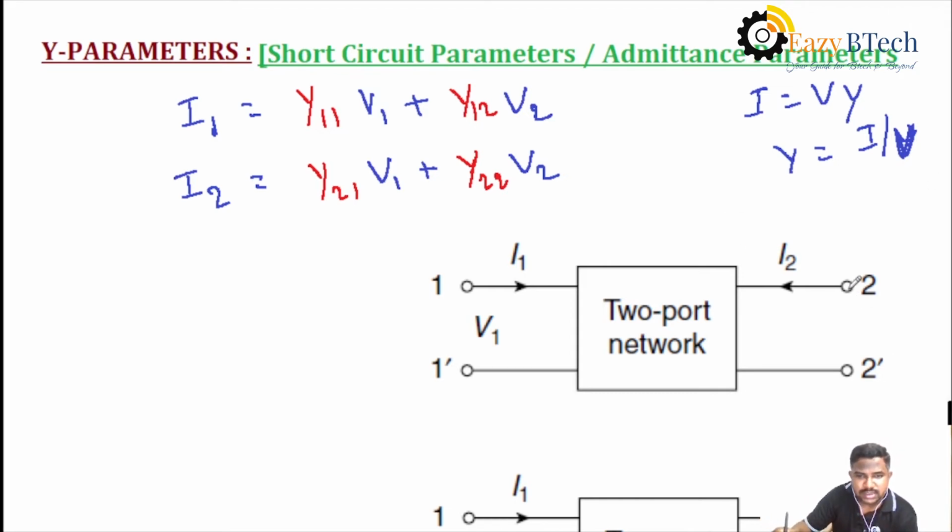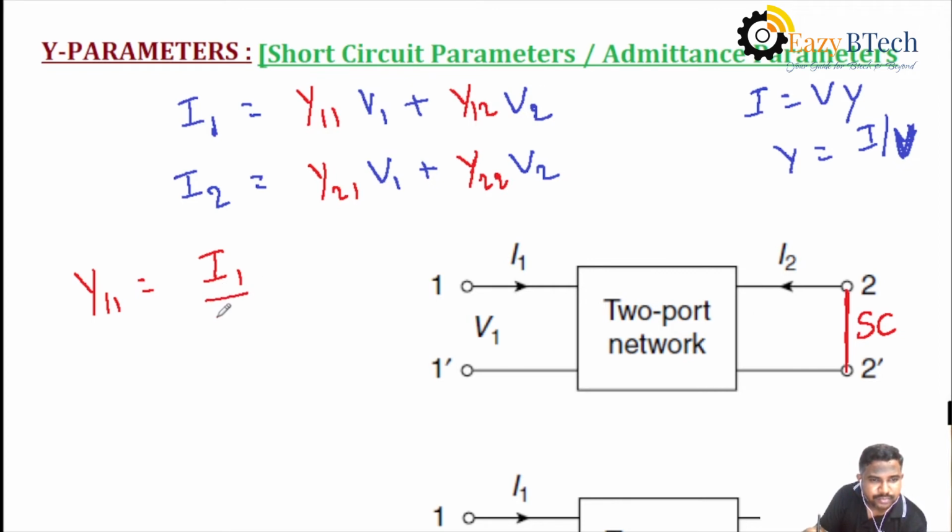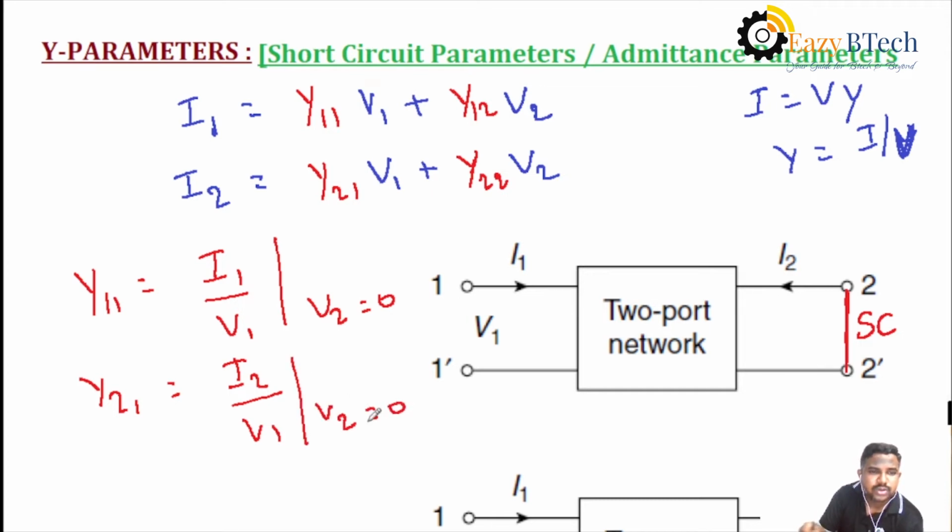That is, the second port will be short circuited. In short circuit, the voltage will be 0, but there is a current passing through the branch. That's why, to find out the parameter Y11, you must calculate I1. V1 value is given at V2 equal to 0. Similarly, when V2 equal to 0, what is the other parameter to find out? Y21, that is I2 by V1 at V2 equal to 0.